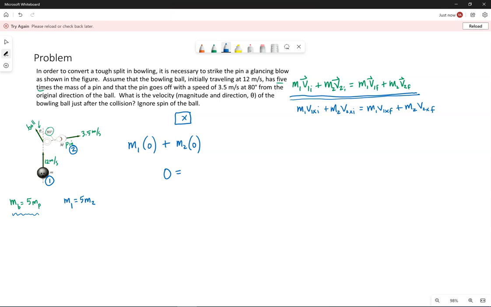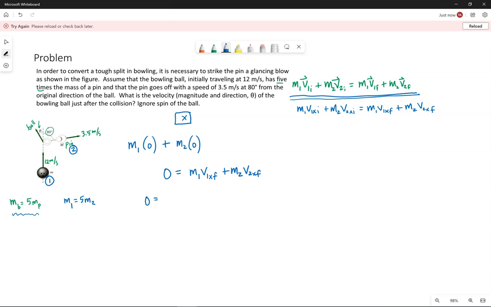After the collision, the ball is moving. We do not know its final x velocity. We expect it to be to the left, but we'll let the equation show that to us. The pin is moving to the right, and we can determine its velocity in the x direction.